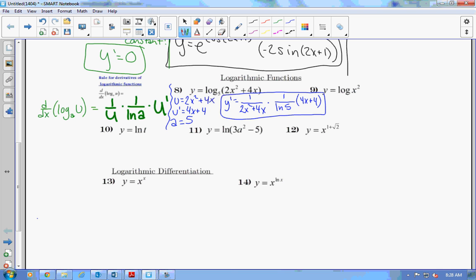Okay, number 9, log x squared. What's the base if it's not written? 10. Okay, would you try number 9?